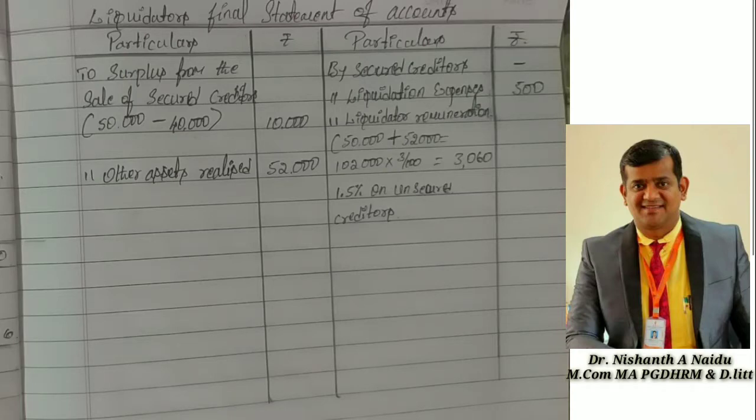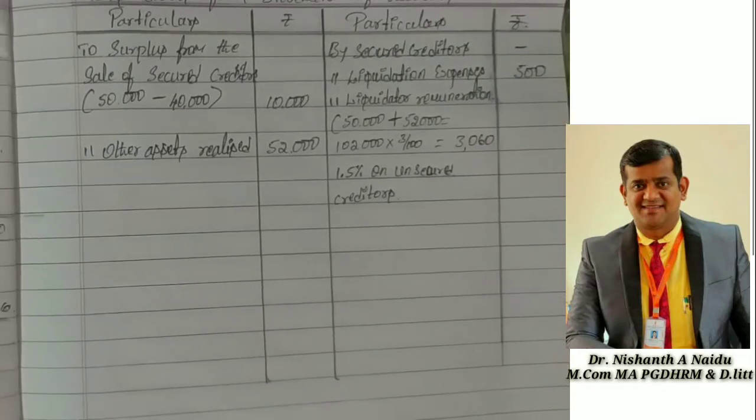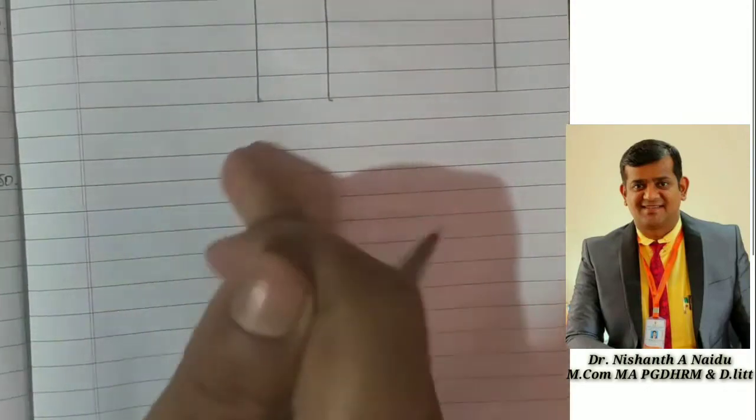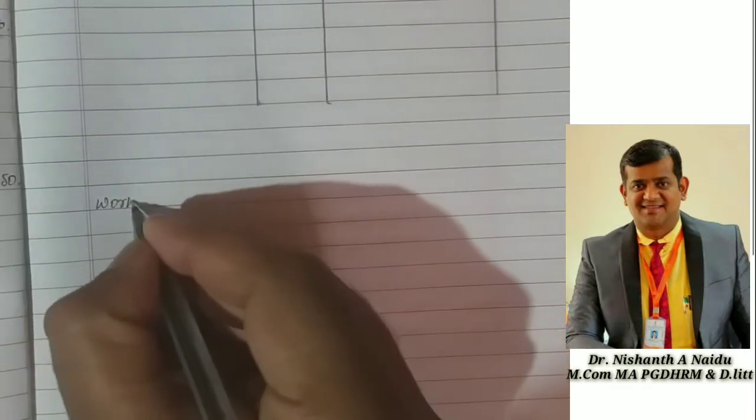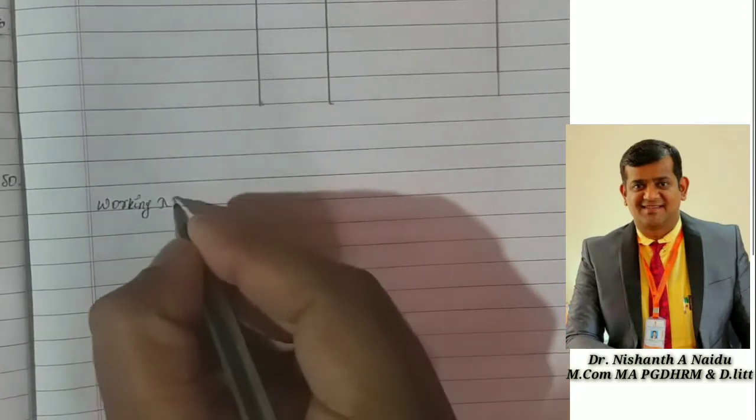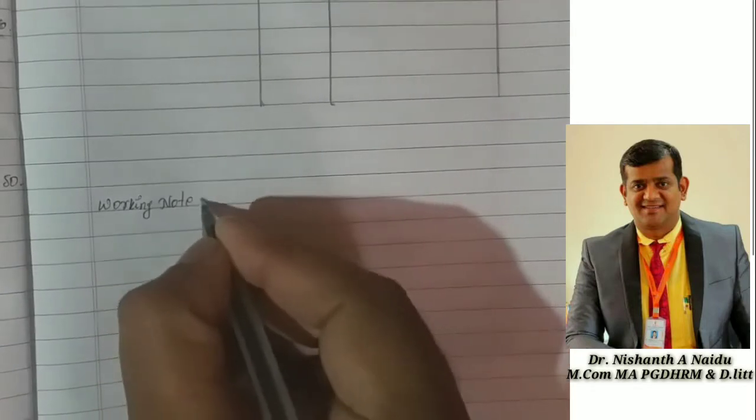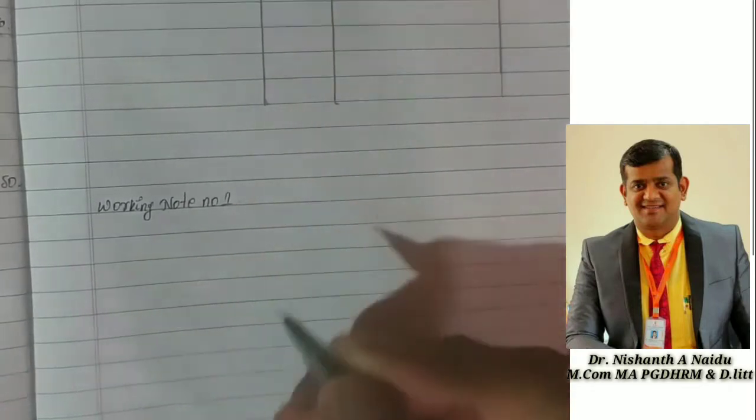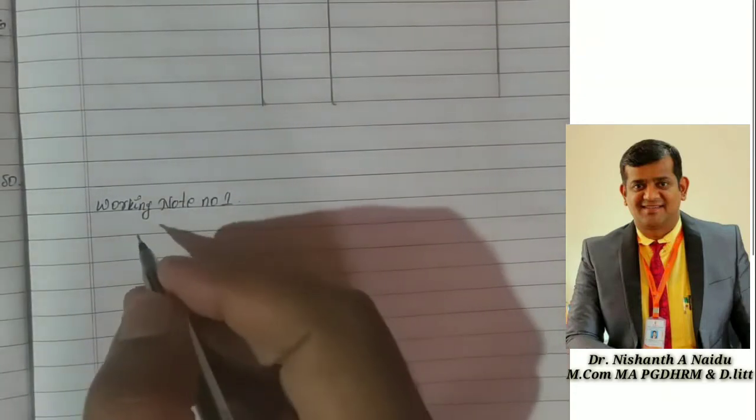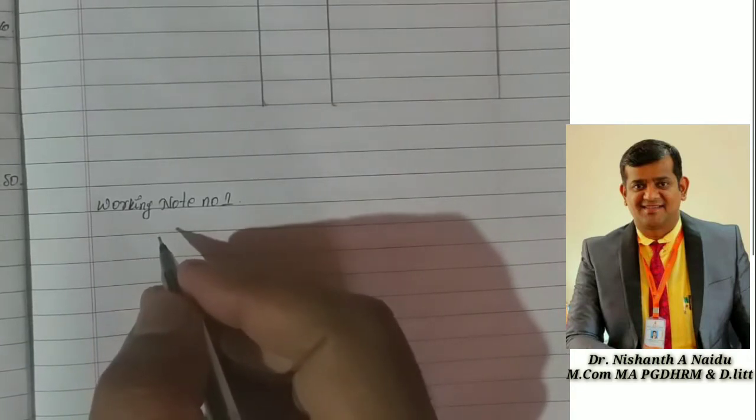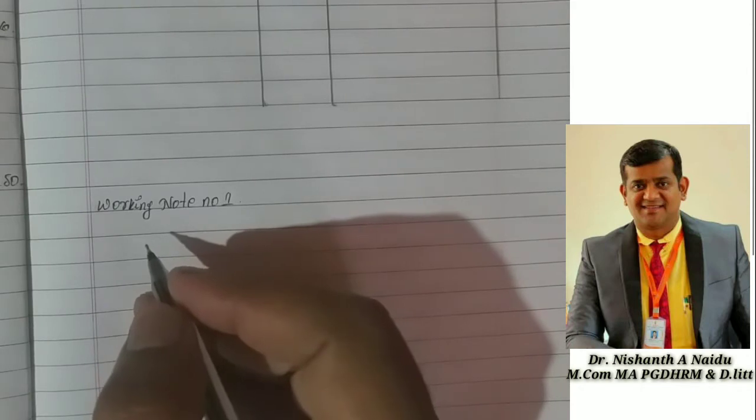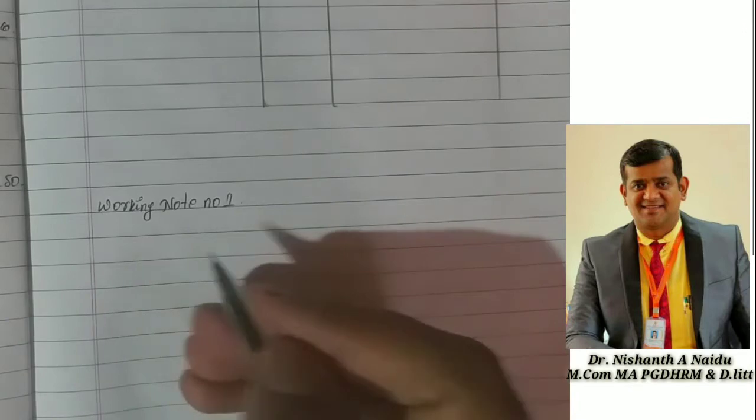So working note number 1. I'm leaving a bit of space. After this I'm leaving some space. Now I'm writing working note number 1. Okay. So now what I am supposed to calculate? Calculation of liquidators remuneration at 1.5% on the amount paid to the unsecured creditors.